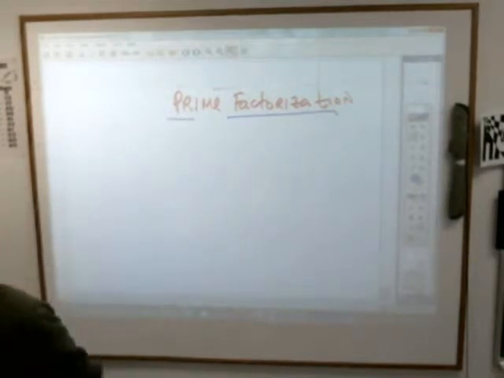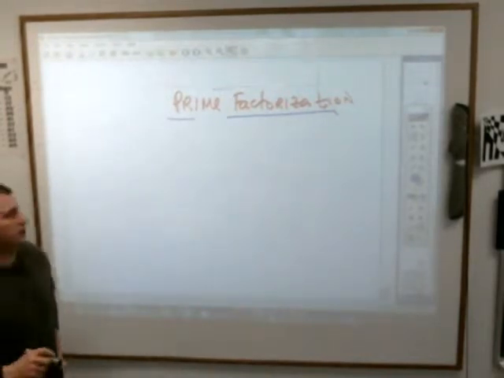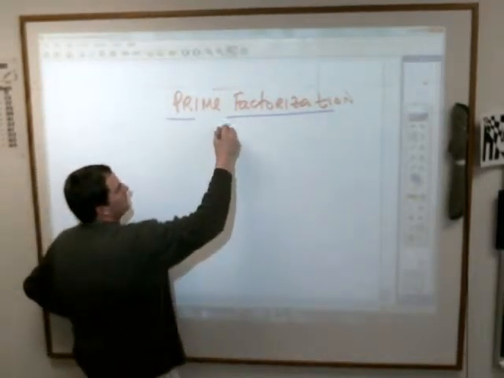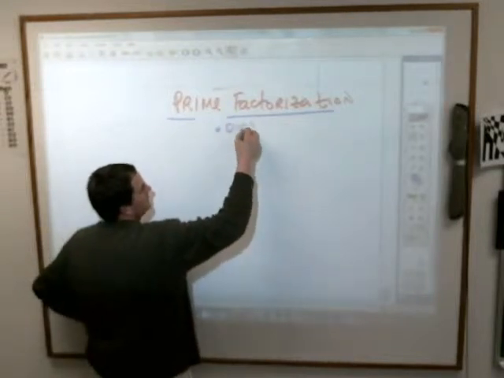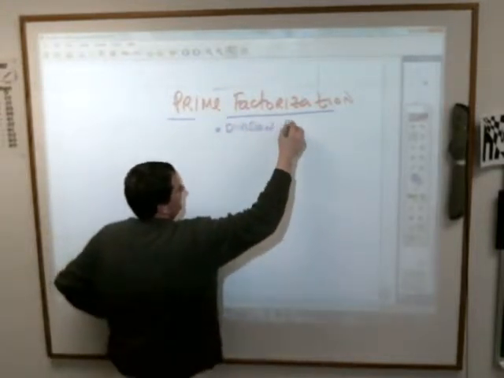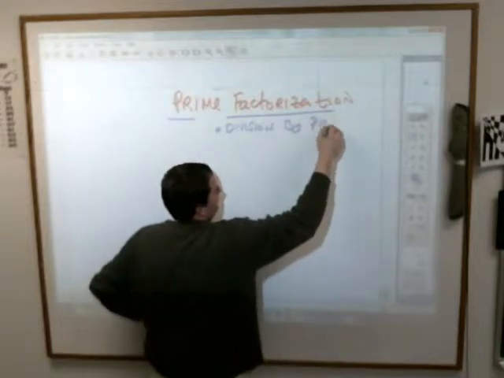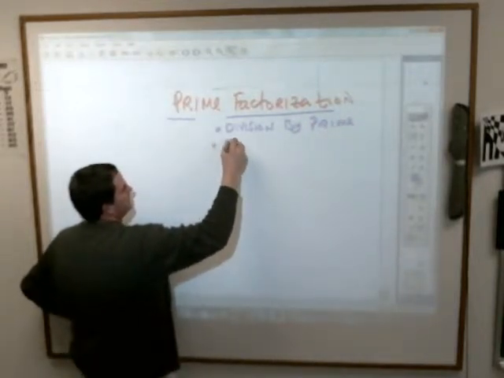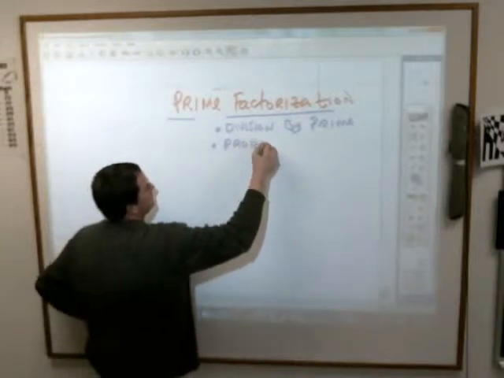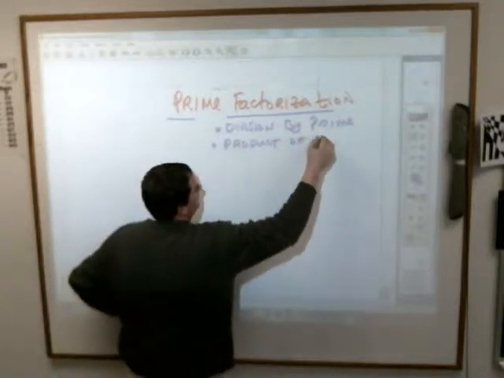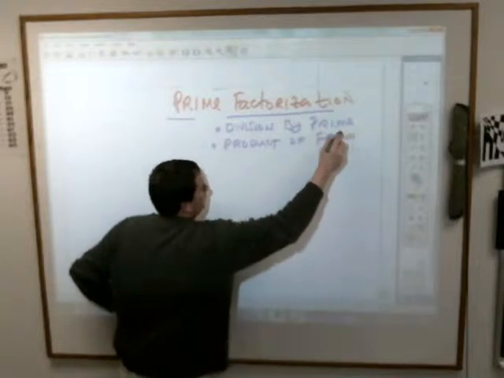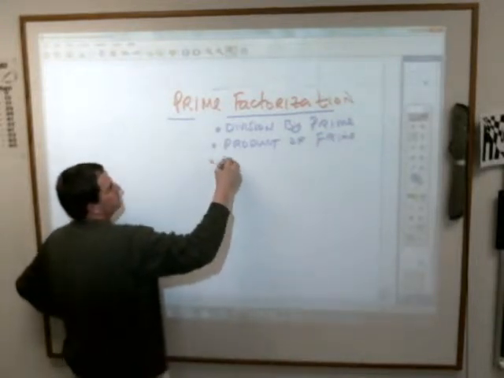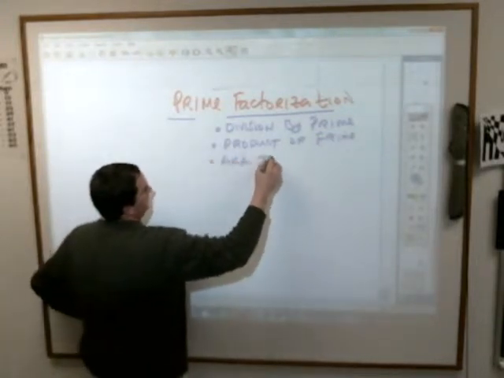Prime factorization is also known as division by primes, or product of primes, or sometimes even also known as the tree thing.